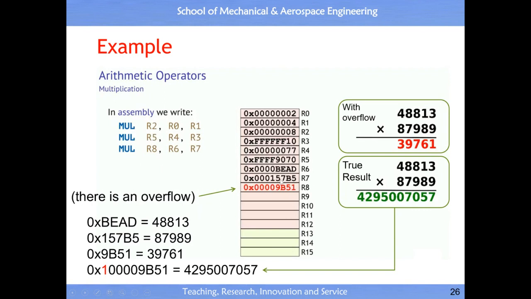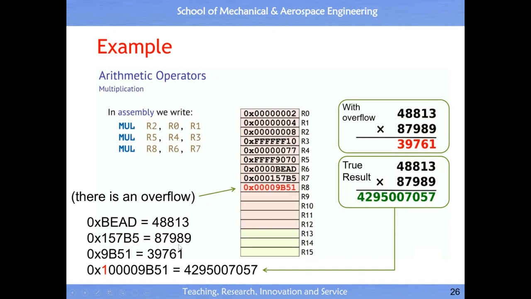But the problem is here. When you do multiplication between the value in R6 and the value in R7, okay? Then with overflow, actually you get this number. This is a decimal number. This decimal number corresponds to this hexadecimal number. This is why you will see this hexadecimal number. So this is the wrong result, okay?